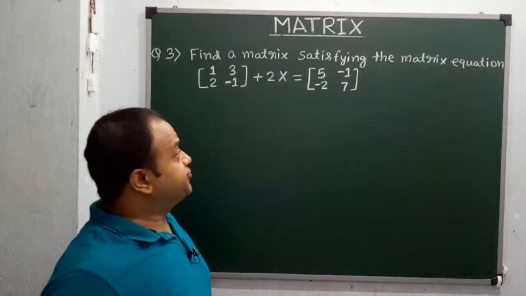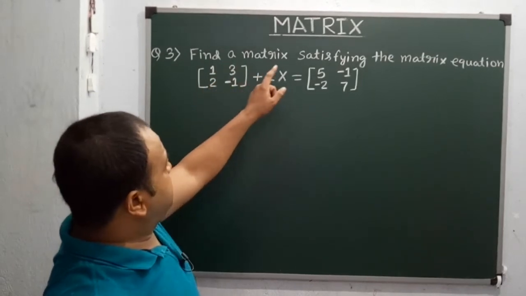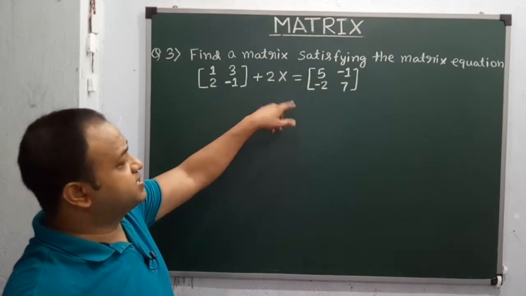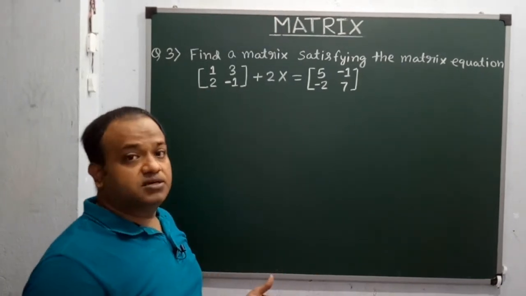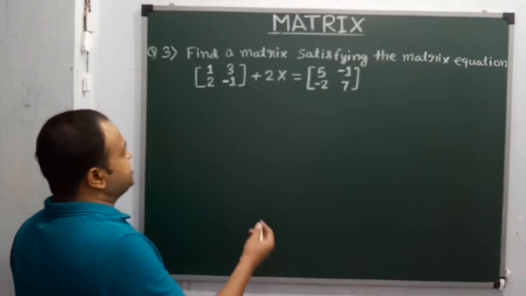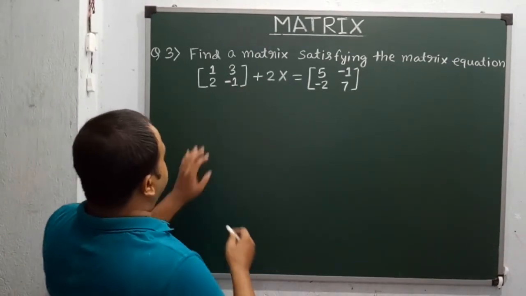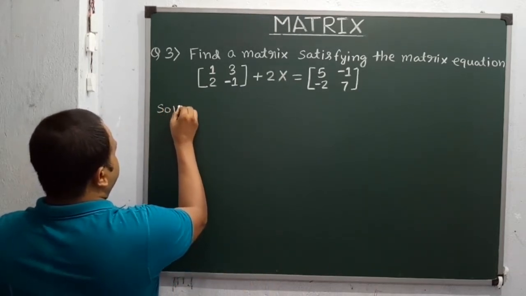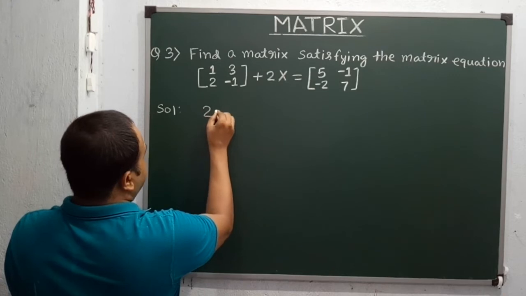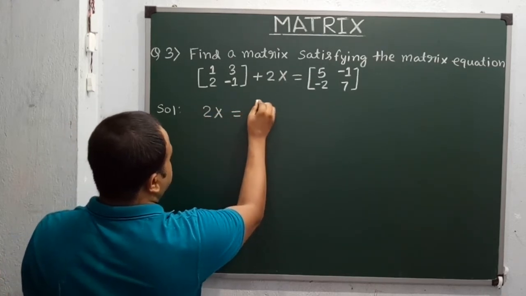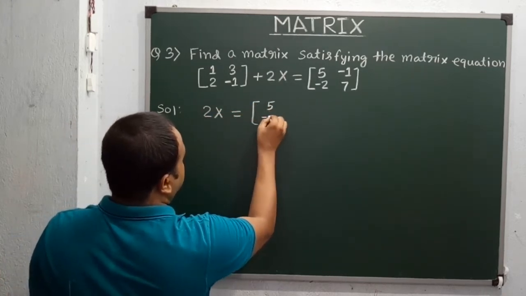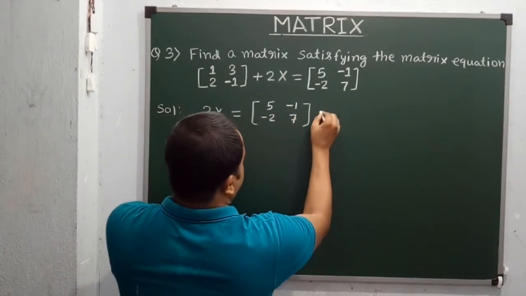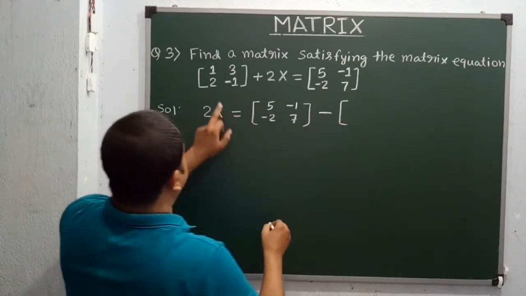Well, in question number 3, it is given to find a matrix X that satisfies the matrix equation. X is the matrix and you have to find the value of that matrix. It is very easy. You simply transfer this matrix to the other side. When we are solving, 2X will remain on the left hand side and the matrix on the left hand side will go to the right hand side.